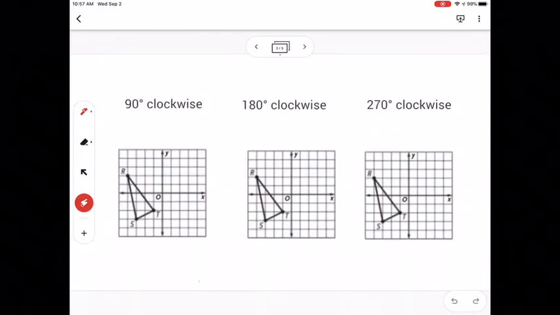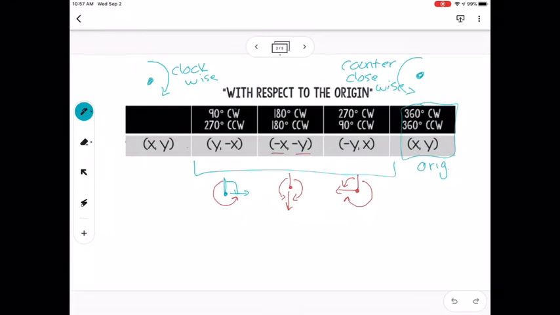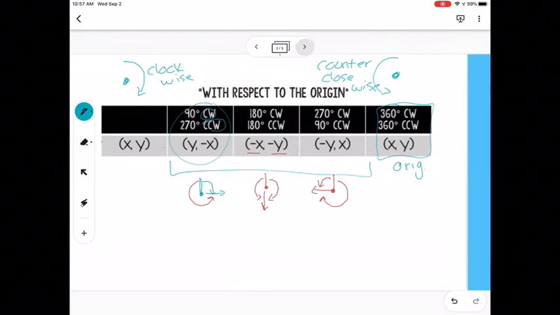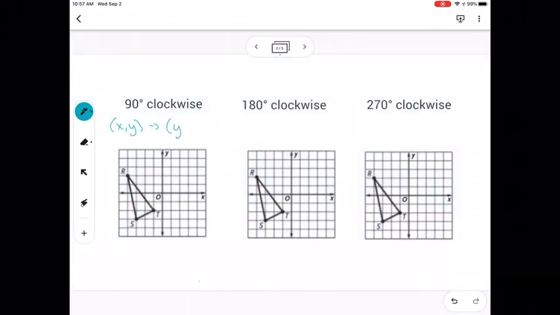So we're going to do some examples. Make sure you pay attention to which word it is. First we're going to look at it and then write down our formula. So 90 clockwise, CW is clockwise, counterclockwise is CCW. So 90 clockwise is this one. So negative y, x is what we're going for.